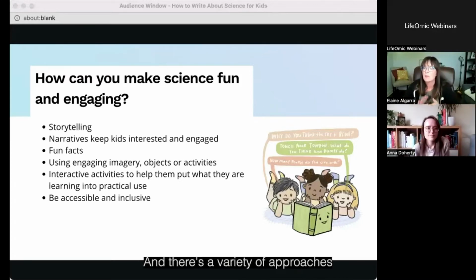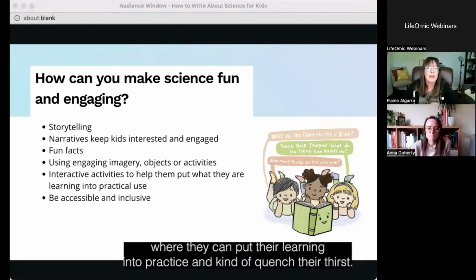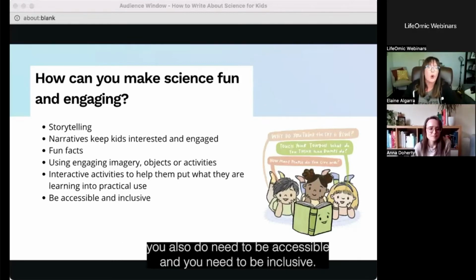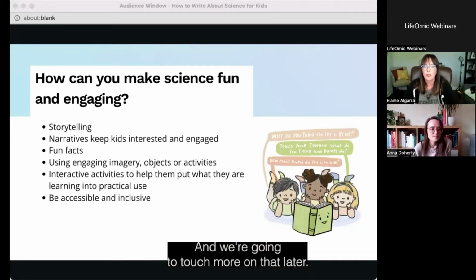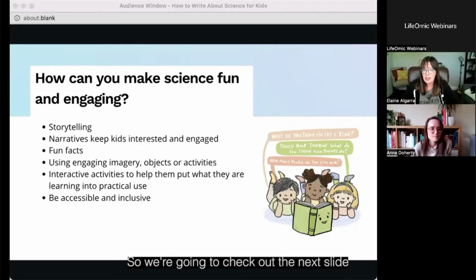There's a variety of approaches that you can use, such as interactive activities, where they can put their learning into practice and quench their thirst. At the same time, you also need to be accessible and inclusive. And we're going to touch more on that later. So we're going to check out the next slide using some of Anna's books as examples.